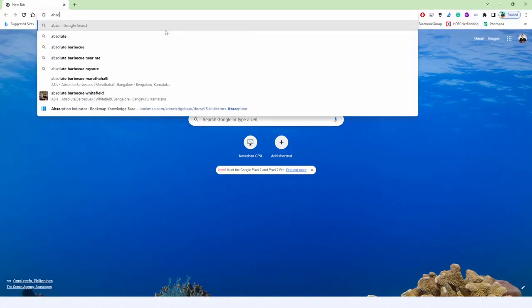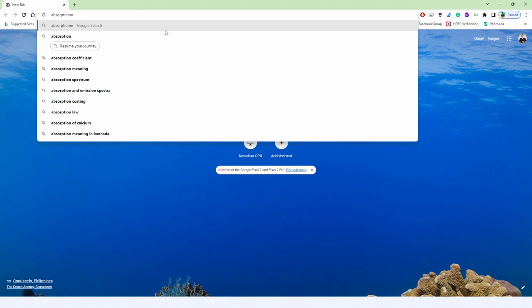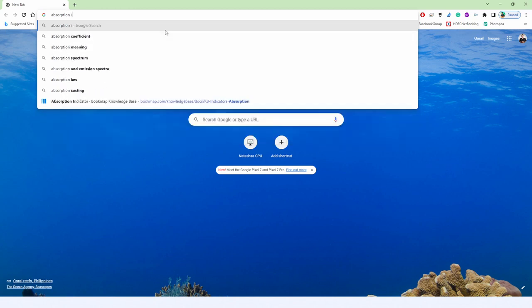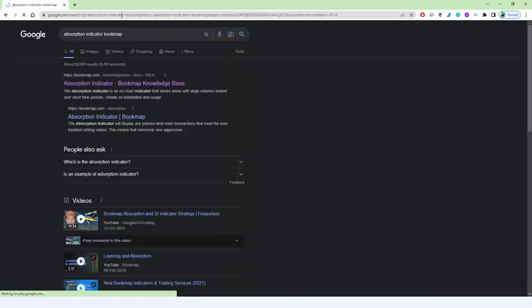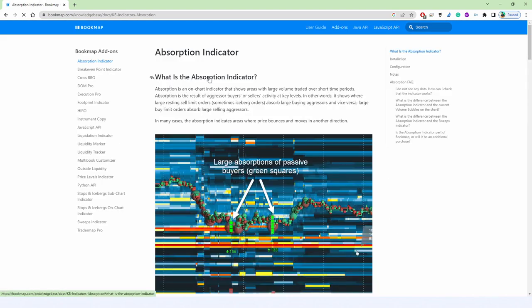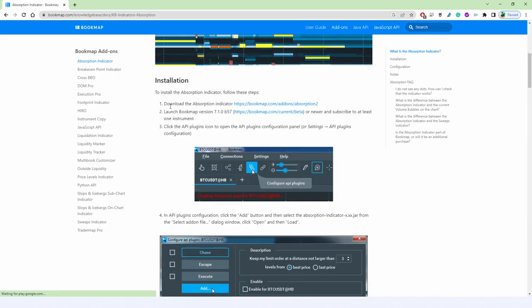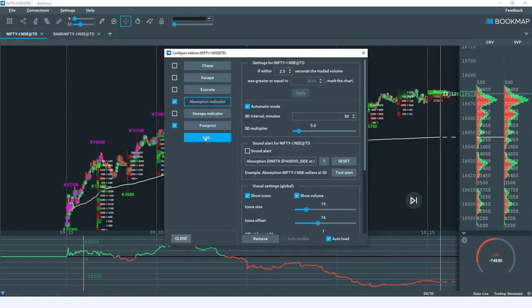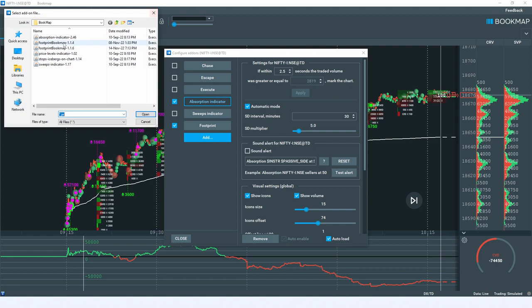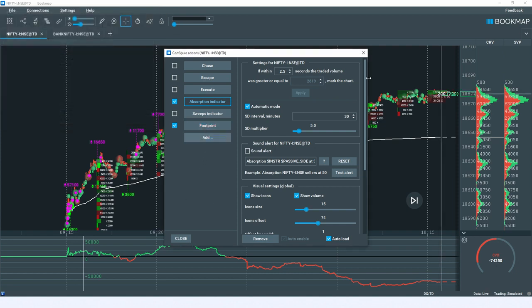So for example, type absorption indicator Bookmap, and you'll land on the absorption indicator window. There you will be able to download the indicator using this particular link. Once it is downloaded, you simply go to the configure add-ons button over here and add the add-ons which are downloaded. As you can see, these are the downloaded add-ons. Footprint charts is by default available.